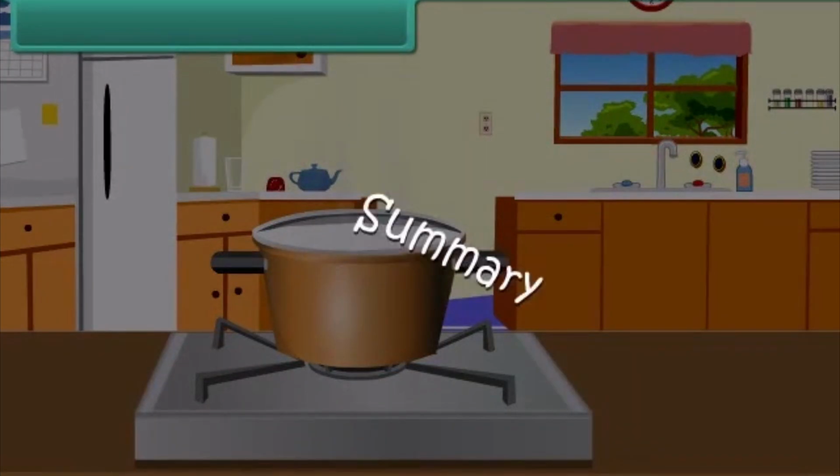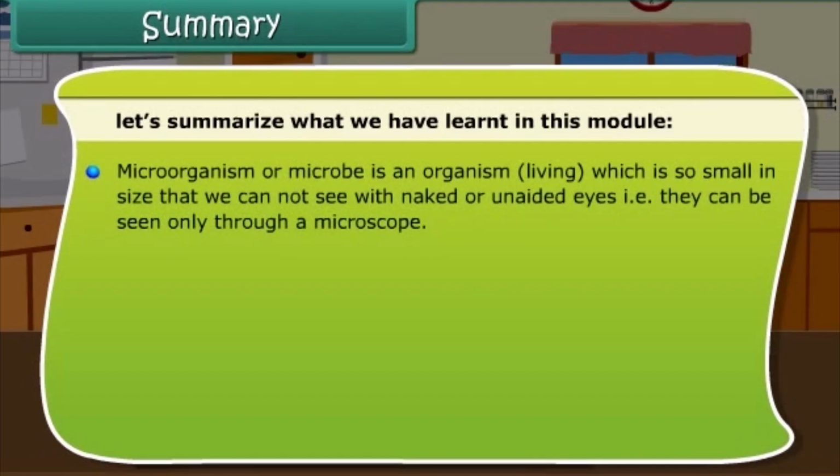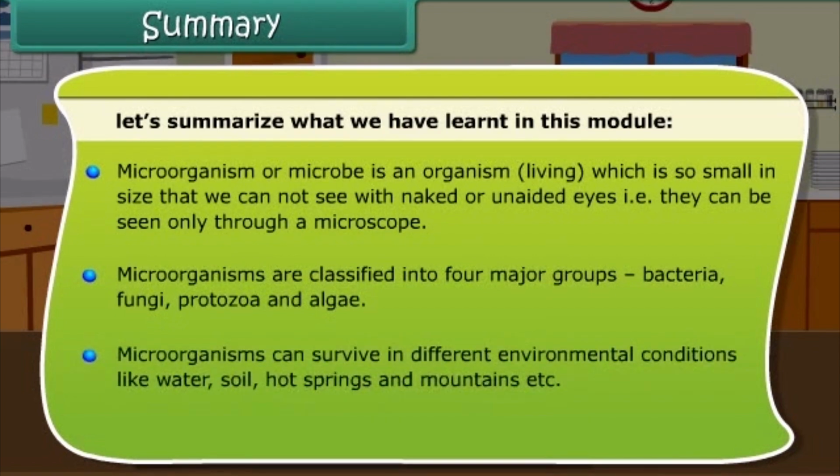Summary. Friends, let us summarize what we have learnt in this module. A microorganism or microbe is a living organism which is so small in size that we cannot see it with naked or unaided eyes, that is, it can be seen only through a microscope. Microorganisms are classified into four major groups: bacteria, fungi, protozoa, and algae. Microorganisms can survive in different environmental conditions like water, soil, hot springs, and mountains, etc.